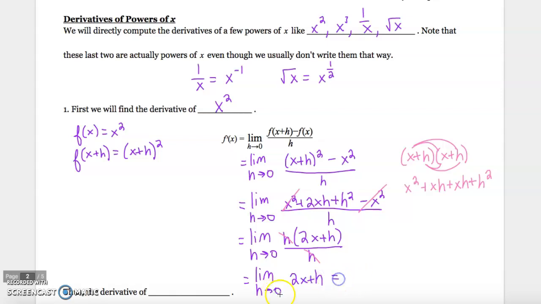So now if I plug 0 in for h, my limit, or my derivative, would be 2x. So thus the derivative of x squared is 2x. The slope of your tangent line would be 2x. The instantaneous rate of change would be 2x, and it would just depend on your x value.